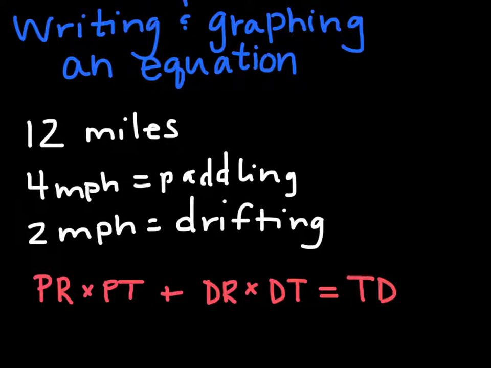So our equation will be 4x, because our rate is 4 miles per hour, plus 2y, because our drifting rate is 2 miles per hour, and our total distance is going to equal 12. All right, so here's our equation, 4x plus 2y equals 12. Let's move that onto our next screen and begin the graphing process.